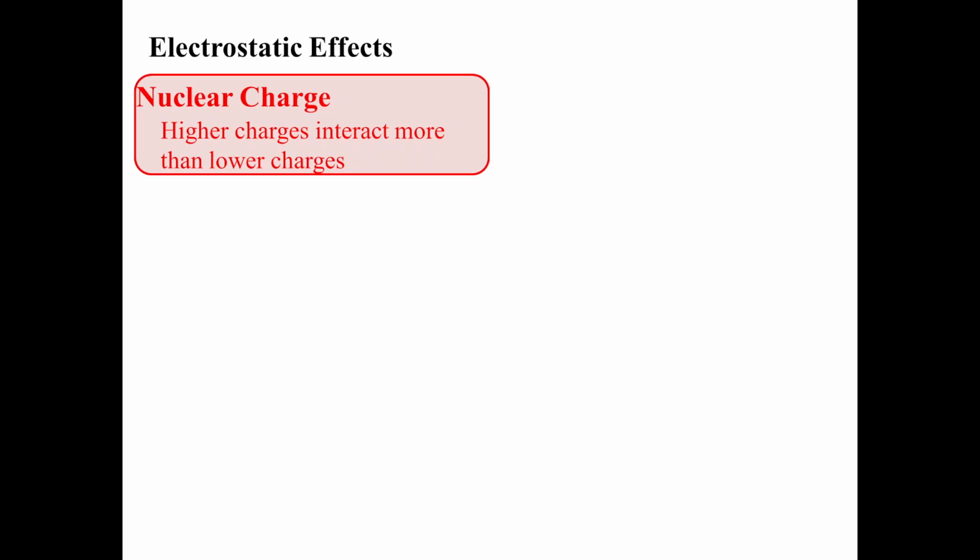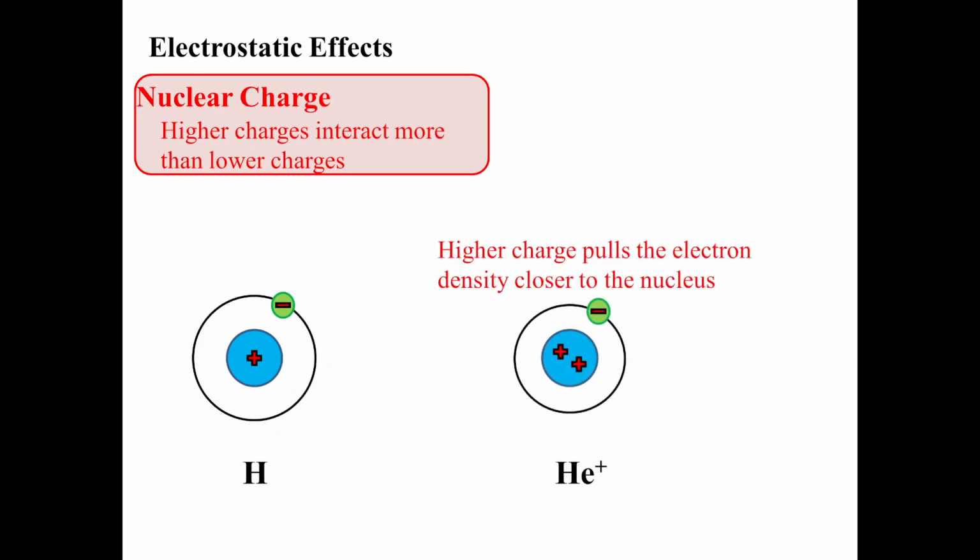For instance, let's say we have a hydrogen atom, where we have a nucleus containing one proton, and then the electron surrounding it in the 1s orbital. We're going to compare that with a helium cation. All we're doing is adding one more proton. That's going to pull the electron closer to the nucleus because of this additional proton, creating a higher charge.